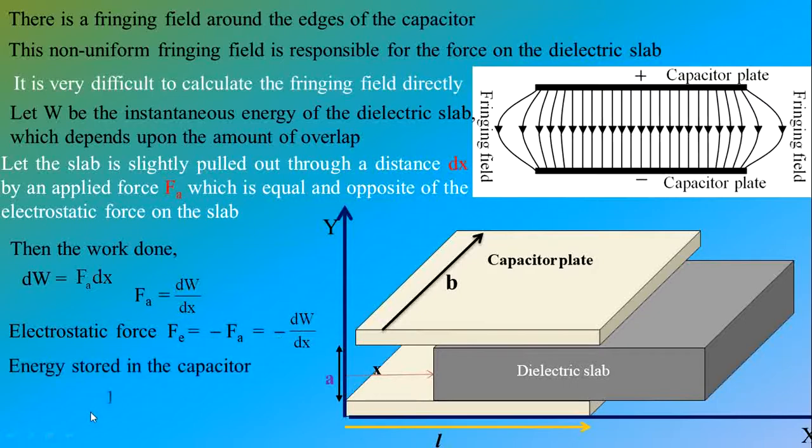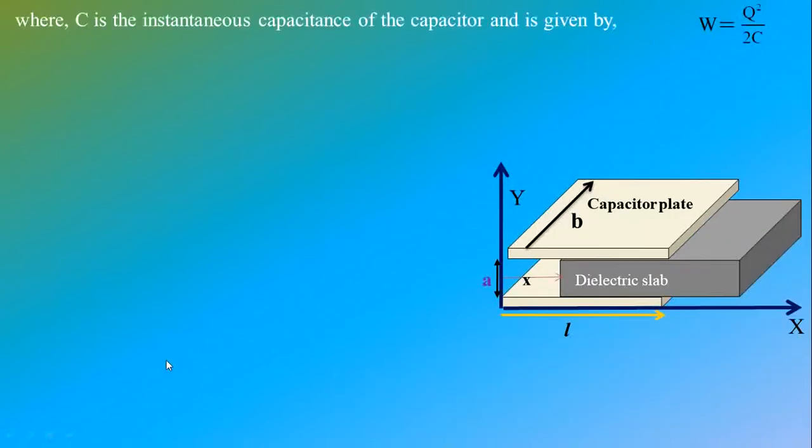Energy stored in the capacitor, which we already discussed, is capital W equal to half CV square. We can substitute and we will get Q square by 2C. Now, what is C? C is the instantaneous capacitance of the capacitor and is given by C equal to epsilon 0 Bx by A plus epsilon B into L minus X by A.